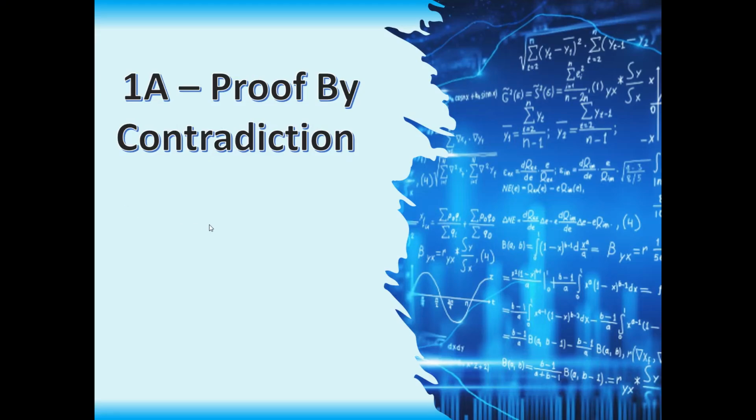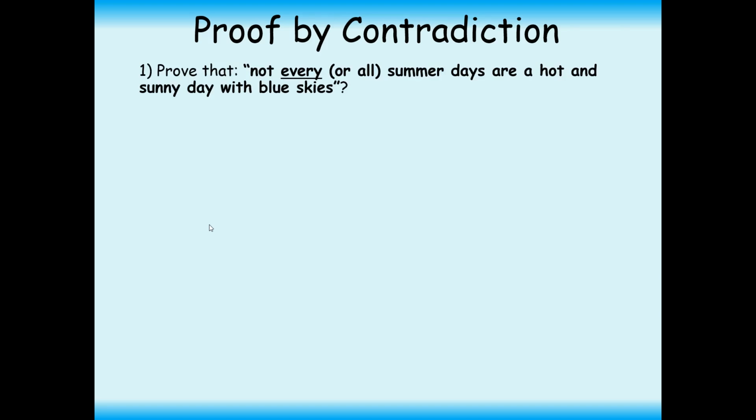About proof by contradiction. Now, the general path or pattern is the same. If you have to prove that all summer days are hot and sunny with blue skies, what would you do? You don't have to take every day. If you have to prove that not every summer day is hot and sunny with blue skies, notice the "not".